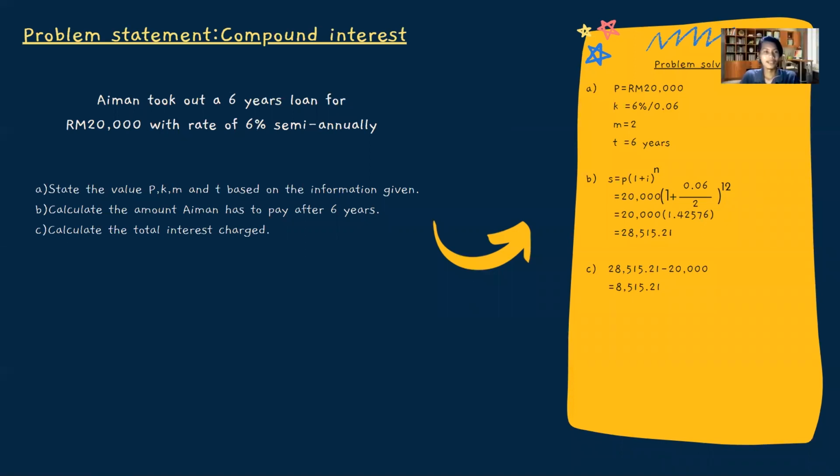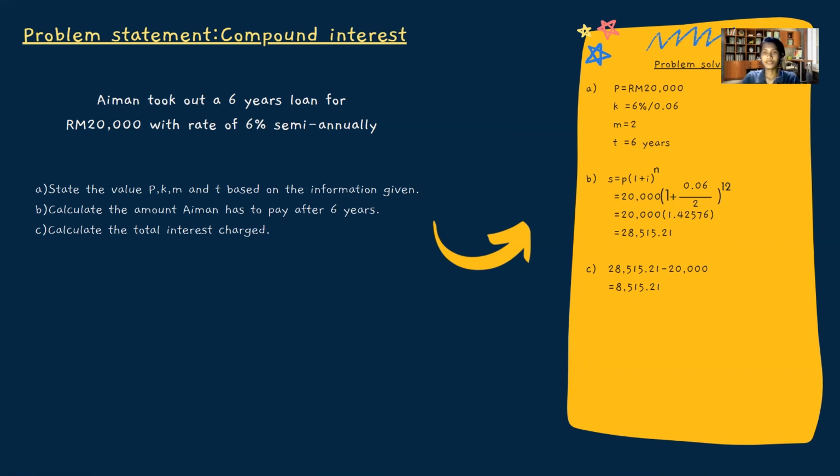Okay. Here is the problem statement for compound interest. The statement is, I want to take out a 6 year loan for RM 20,000 with a rate of 6% semi-annually. The questions are: A, state the values P, K, M, and T based on the information given. B, calculate the amount Aiman has to pay after 6 years. And C, calculate the total interest charge.